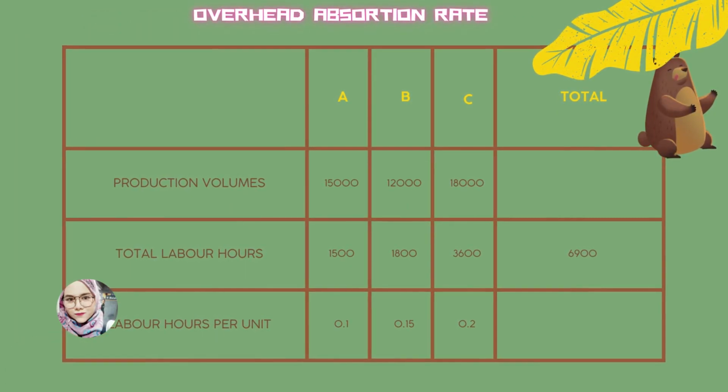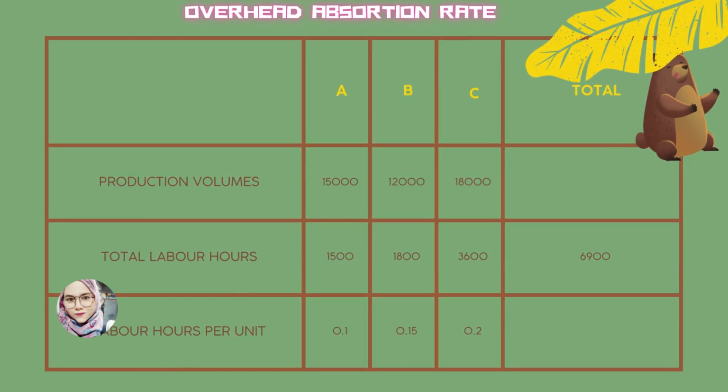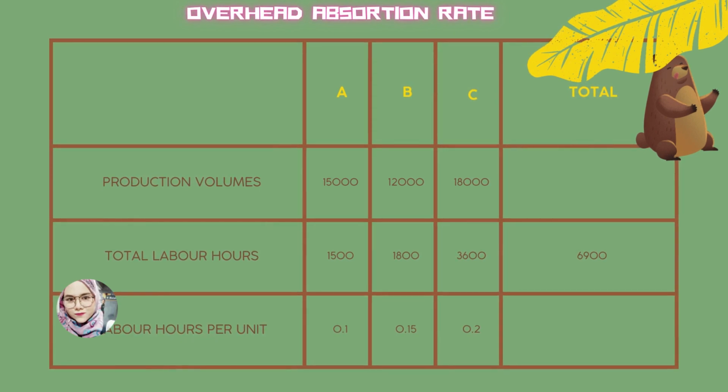How about the overhead absorption rate? We have 3 products: product A, product B, and product C. We start with production volume. For product A, we got 50,000. For product B, we got 20,000. For product C, we got 80,000.